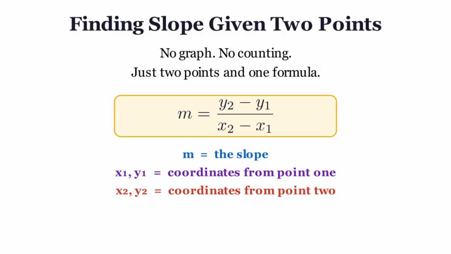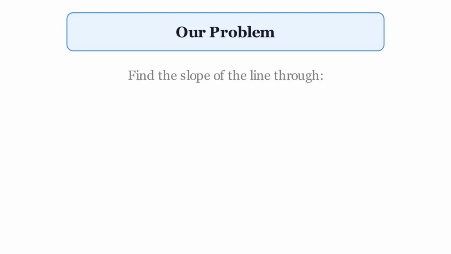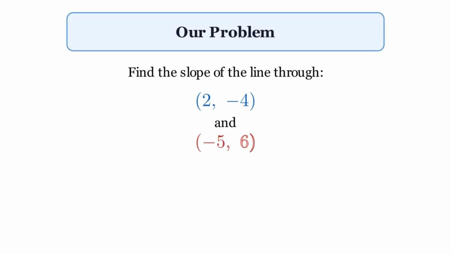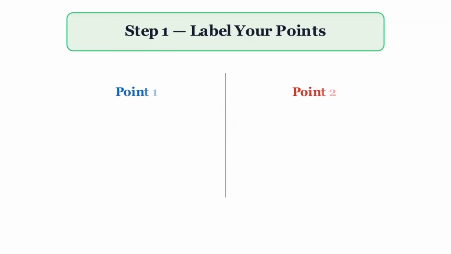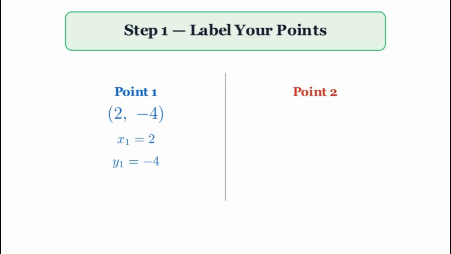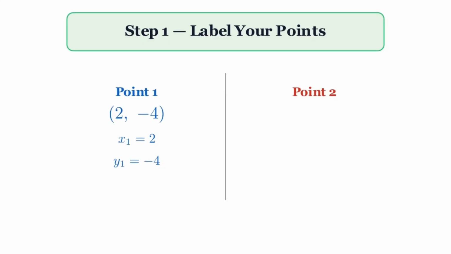Our problem? We are given 2 points. Point 1: (2, -4). Point 2: (-5, 6). Step 1, label your points. From point 1, x1 equals 2, y1 equals -4. From point 2, x2 equals -5, y2 equals 6.